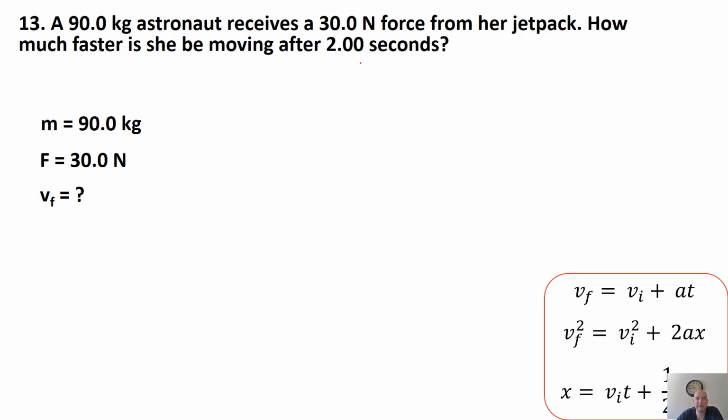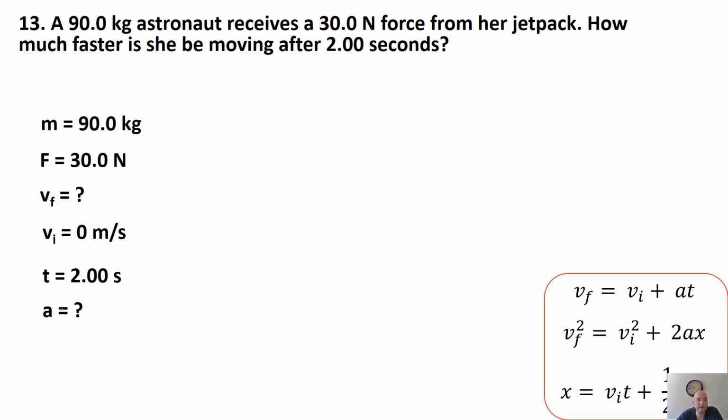So we're going to kind of do a relative problem. It doesn't tell us how fast she was going, but let's just pretend she was going 0, because then we're going to solve for how much faster from a 0 point. It might not have been 0, it might have been some other velocity, but we're just going to go ahead and say VI is 0. Because when we solve for VF, we're going to know the difference, which is how much faster she's going. So that's what we're doing here.